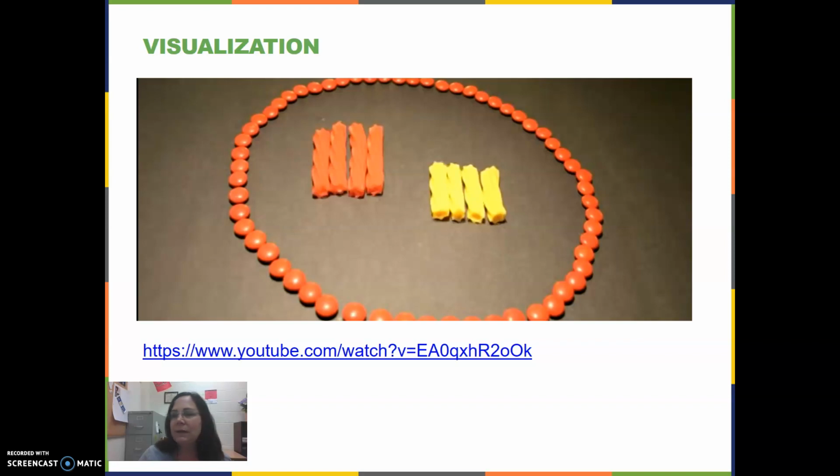And this video is on slide 18, and it just helps you visualize. It looks like Twizzlers and Reese's Pieces or something like that, little candies. So it's another way of illustrating meiosis, kind of like we did with the beads.